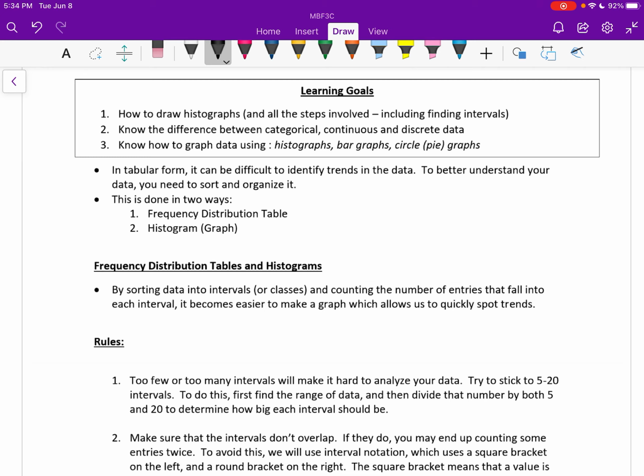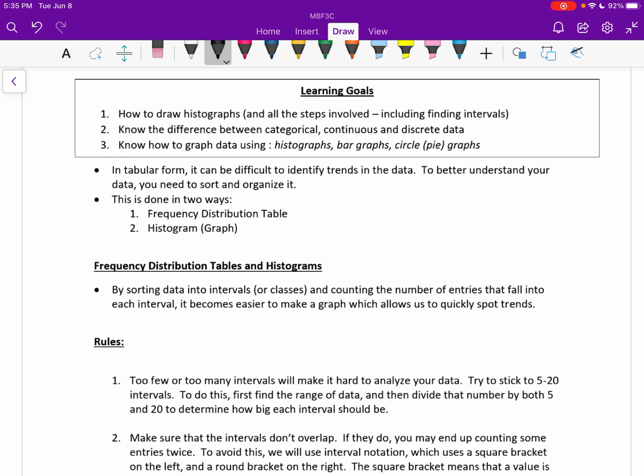So with frequency distribution tables, we can sort our data into intervals or classes and count the number of different entries that fall into each interval. It becomes easier to make a graph to see how the distribution is, and it allows us to spot quick trends. The rules are you can't have too few or too many intervals because then it's too hard to analyze your data. So we try to stick to about 5 to 20 intervals generally. To do this, first you need to find the range of the data and then divide it by 5 and 20 to determine how big each interval should be.